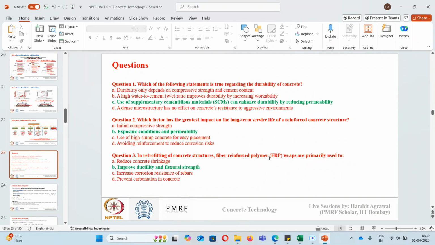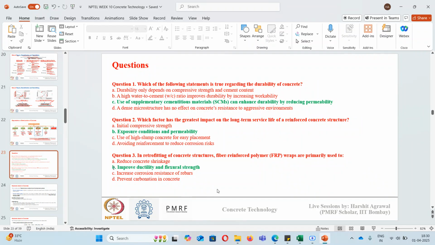Now what that wrapping does, it provides some confinement to my column, and that confinement helps my concrete to take more load than it was able to take. So suppose my column was able to take 100 kilonewton of load. Now with proper FRP wrapping, I can make my concrete column take up to 120, 130 kilonewton of load.